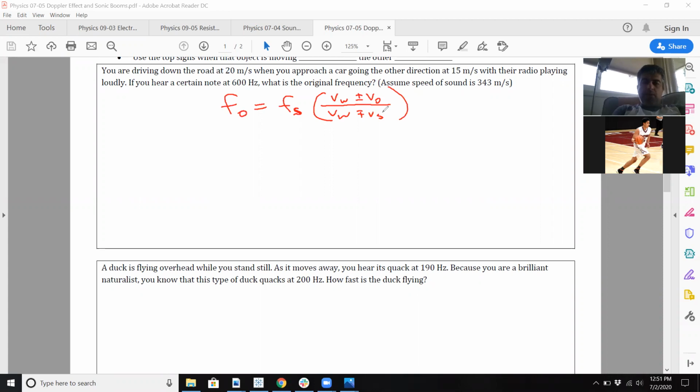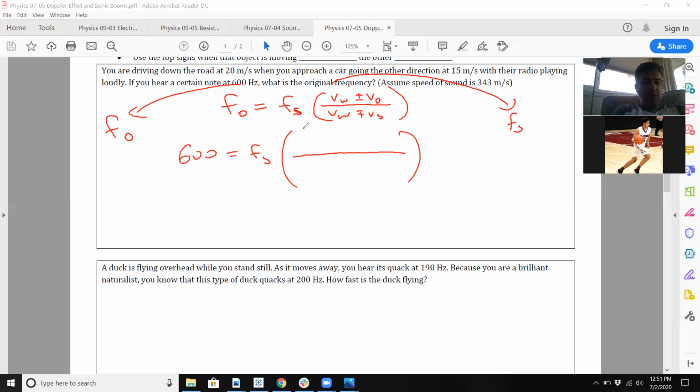Okay, you are driving down the road at 20 meters per second. You approach a car going the other direction at 15 meters per second with the radio playing loudly. If you hear a certain note at 600 hertz, what was the original frequency? So this is what you hear, right? So that's FO. You want to know the frequency of the source, because that would be its original frequency. So 600 equals Fs, which you're trying to find. We're going to assume that speed of sound is 343 meters per second. It really depends on the temperature and the air or the medium it's going through, but we'll do 343.